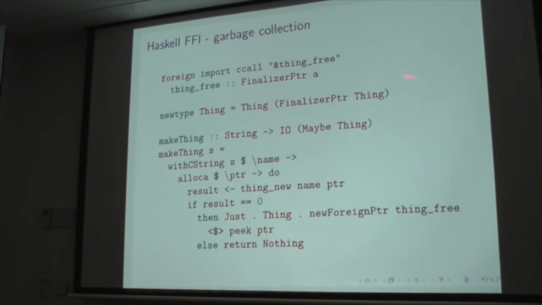And the only change that's needed in makeThing is down here, where after picking the pointer, we apply newForeignPtr with free to the inner pointer. And then we apply Thing and then just. So there's actually very little code and very few changes needed in order to make use of the Haskell garbage collection to free your objects that are being allocated in a C library.